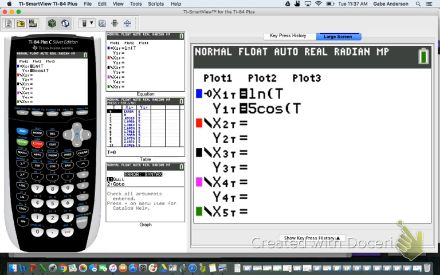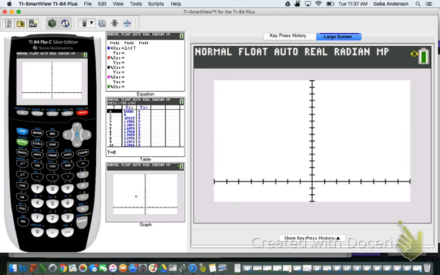So if you hit that for a graph, what do you think is going to happen here? It's going to be the exact same kind of motion, just rotated 90 degrees. So if you hit enter there, get something like that.